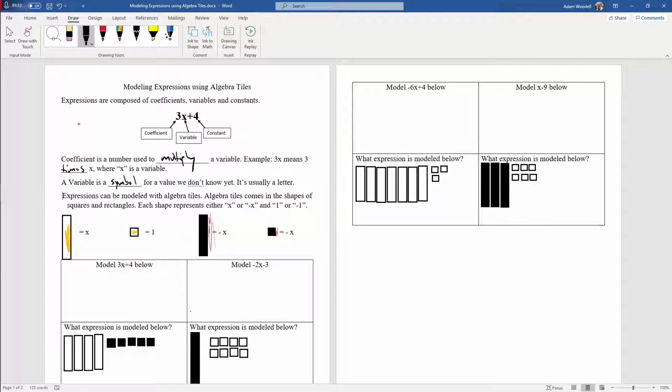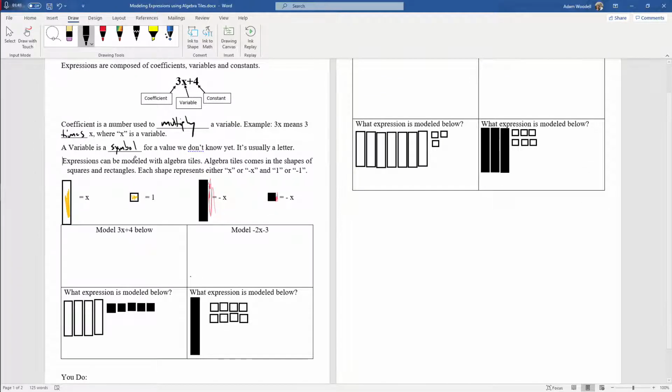So again, those rectangles represent x or negative x, and the squares represent 1 or negative 1. So when I say model 3x plus 4, it means, okay, how do I get 3 x's? What do 3 x's look like? And then what does 4 look like? Well, I know 1x is one rectangle, so if I want 3 x's, let's just draw 3 rectangles. Cool, and then what does 4 look like? Well, if 1 is a little square, 4 just tells me, let's just draw 4 little squares. So this right here represents 3x plus 4.